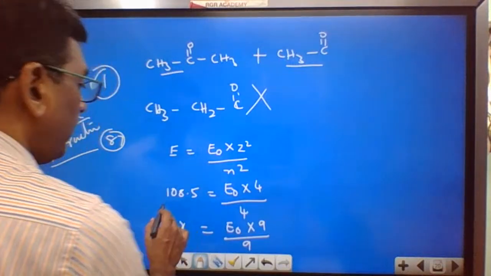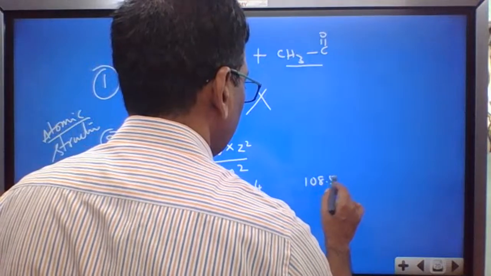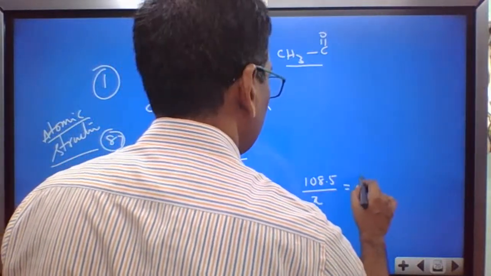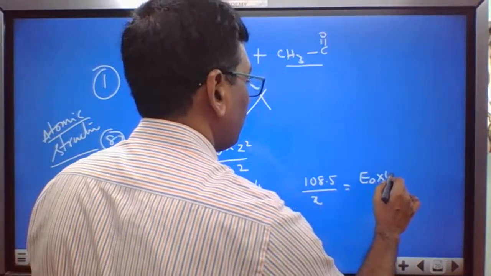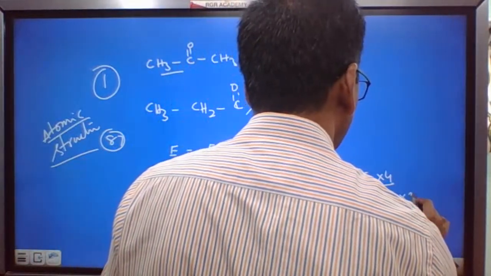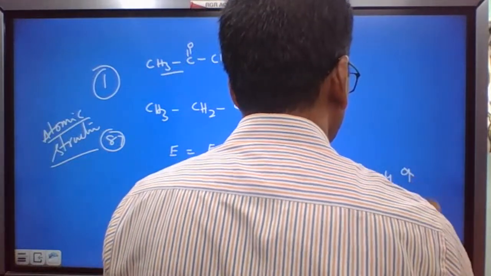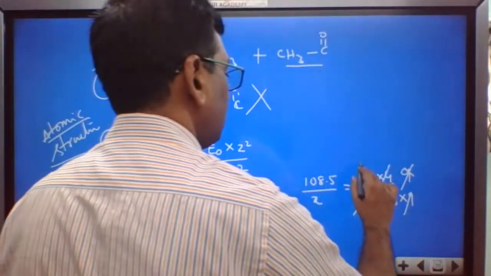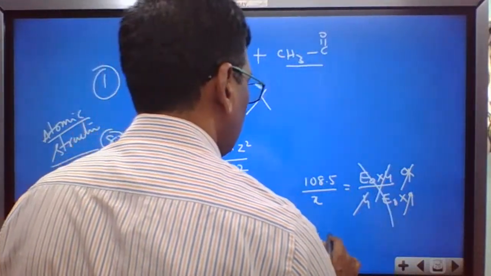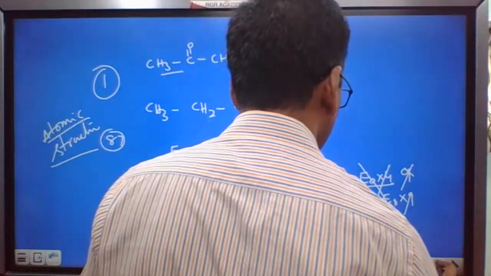Okay. If you divide both of them, what will you get? 108.5 divided by x is equal to E naught into 4 divided by 4, E naught into 9 divided by 9. So 9 9 cancel, 4 4 cancel, E naught cancel, x is equal to 108.5 picometer. Same answer we are going to get.